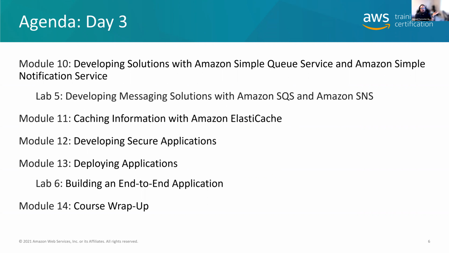They've been around for 20 years. But the Simple Queue Service and the Simple Notification Service, especially if you want to do fan out. The Simple Notification Service will do message duplication if you need to duplicate a message out to several other services. Then we'll do a lab on that. And then we'll talk about caching, talk about developing secure applications. And then at the very end, you're actually going to build an end-to-end application.